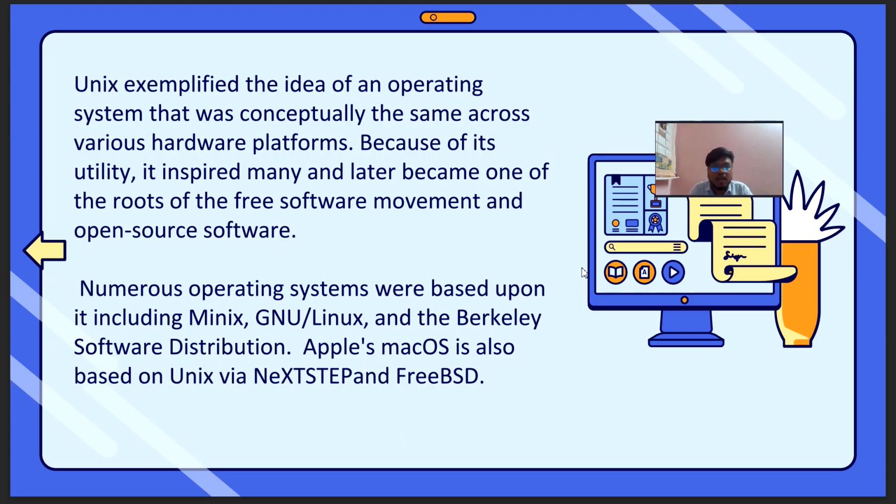Unix exemplified the idea of an operating system that was conceptually the same across various hardware platforms. Because of its utility, it inspired many and later became one of the roots of the free software movement and open source software. It is because of Unix that nowadays we can enjoy these free software and open source software. Also, numerous operating systems were based on Unix, including Minix, GNU Linux, and the Berkeley Software Distribution, which is also known as BSD. Apple's macOS is also based on Unix via NextStep and FreeBSD.